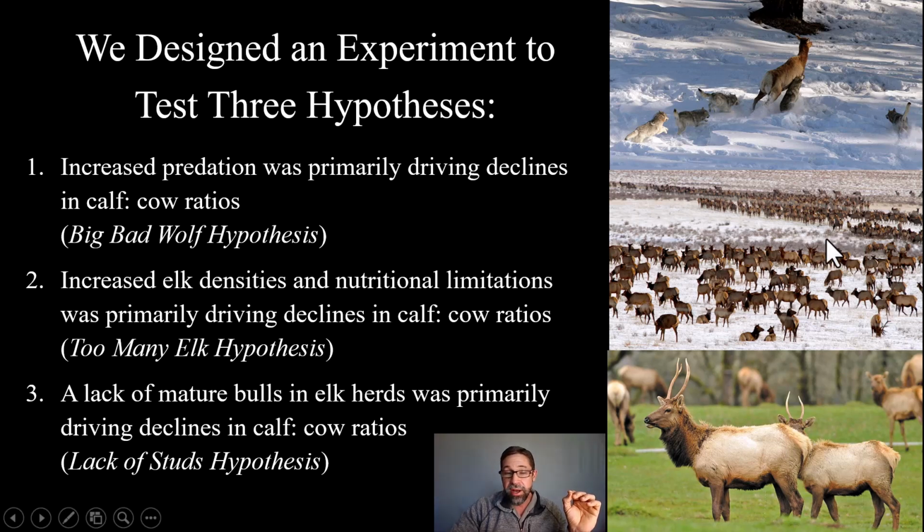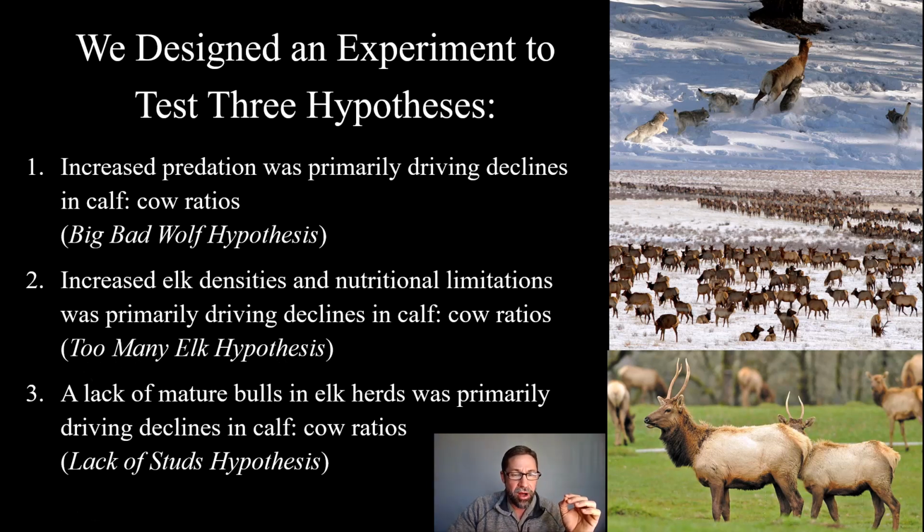We know that elk exhibit density-dependent logistic growth, so perhaps growth rates were slowing, and this elk herd was reaching its ecological carrying capacity, and these increased densities were manifesting as decreased pregnancy rates and/or decreased survival in these calves, which was suppressing recruitment. We call this the too many elk hypothesis.